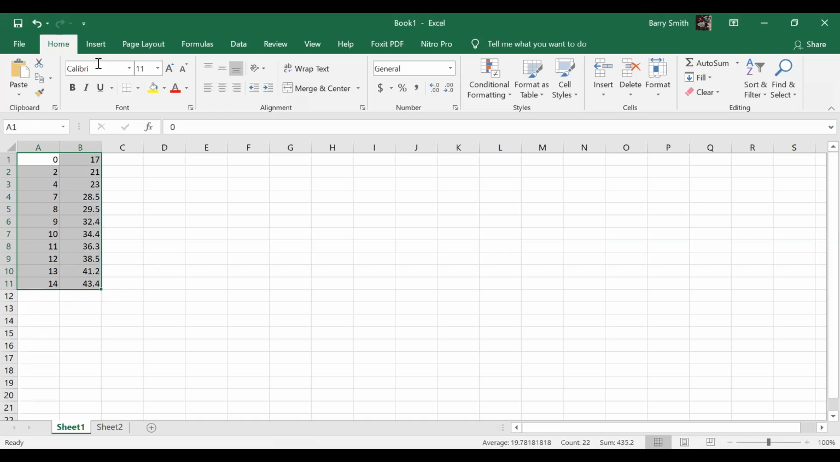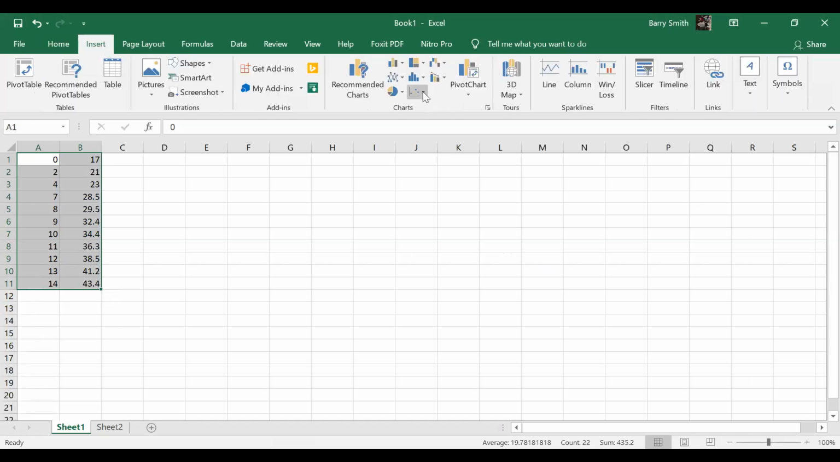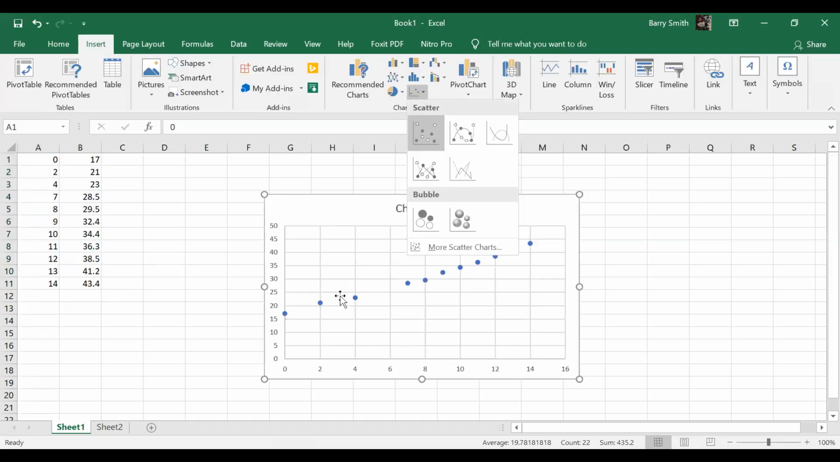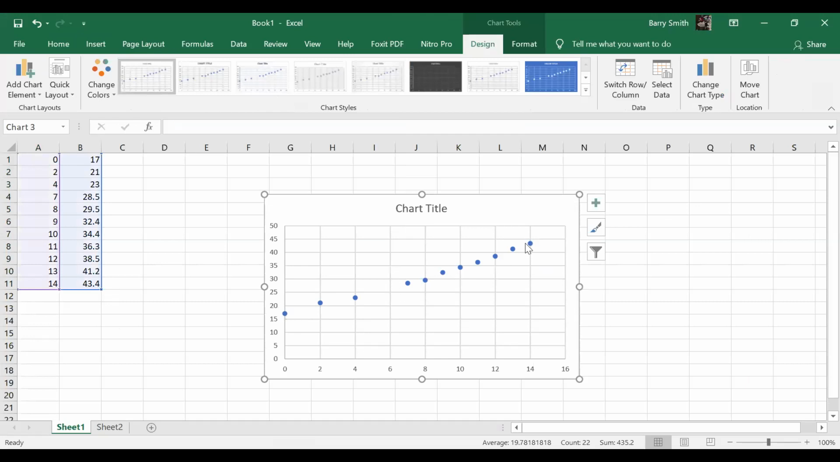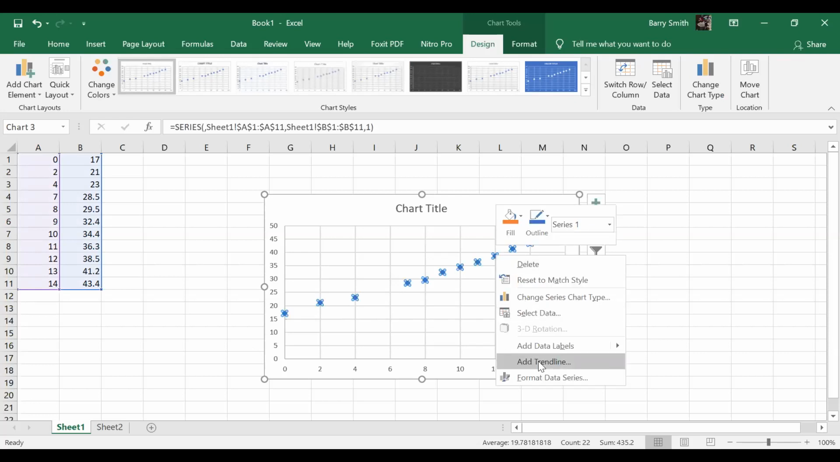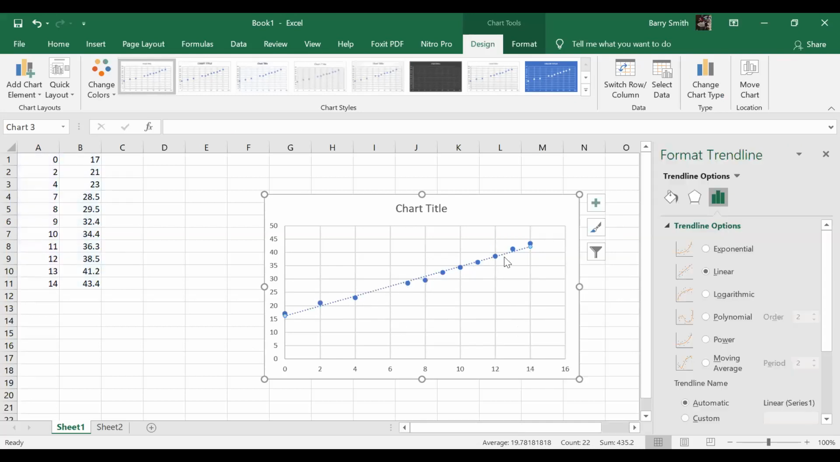So we highlight it, we're going to insert, and we want a scatter plot. And yeah, that looks about the same as what we just had on our calculator. So that's how we get the scatter plot. Now we want to add a trend line, which is going to give us the equation of our line. So we right click on that, add trend line, and we have that.